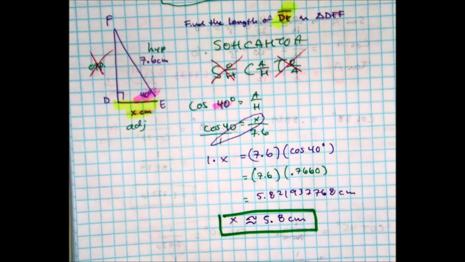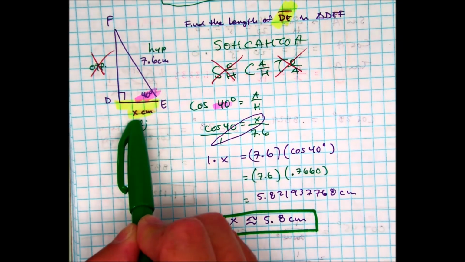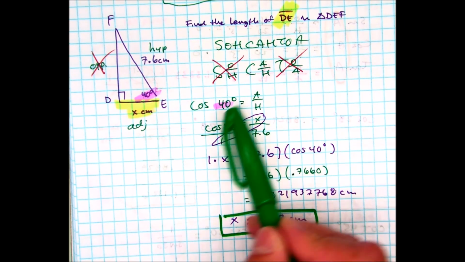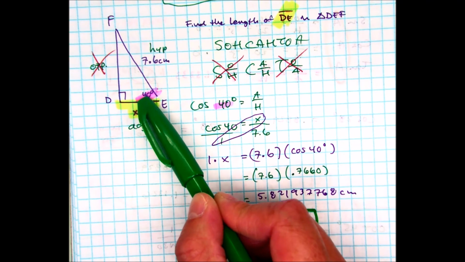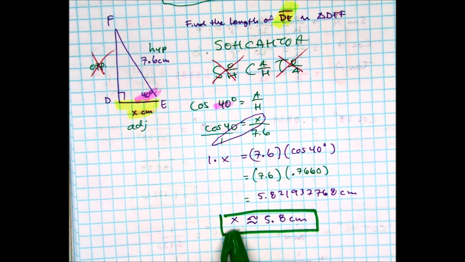So to recap, I'm solving for x. I don't have two sides. Don't use Pythagorean theorem. Use trig ratios. Start at the angle. Label your sides. I only have cosine. Cross multiply, solve for x. And put it back in context.